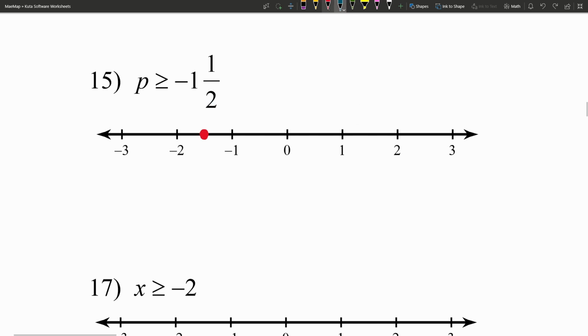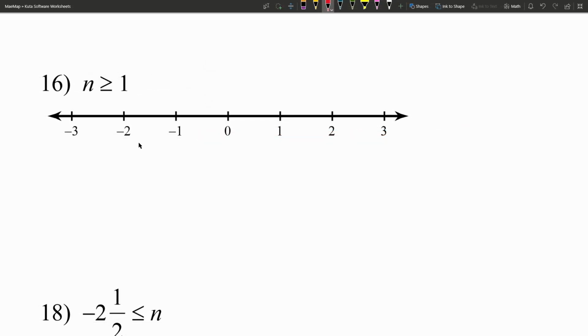But for now, p is values that are greater than or equal to. We've already filled it in. Values greater than it are going to be to the right. And there we have it. Let's move on to number 16. Number 16 says that n is greater than or equal to +1. So, find +1. Values greater than that are going to be to the right and shade it in. There we go. Number 16 done.